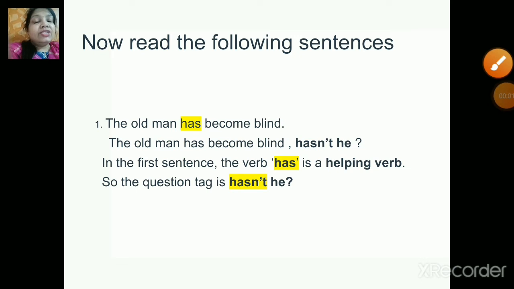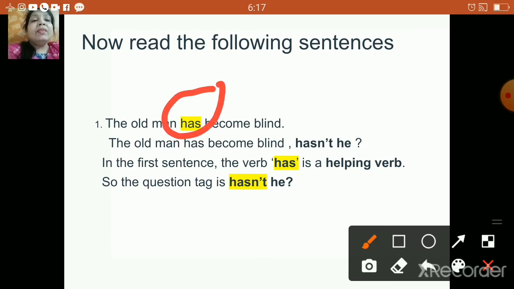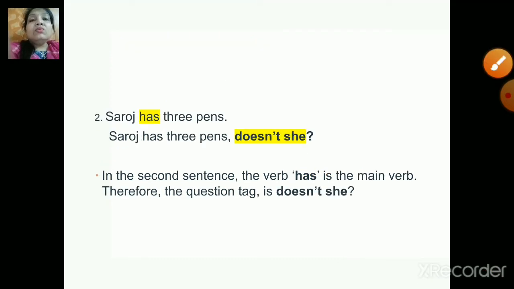Now, children, let us check one more rule. The old man has become blind. Over here, has is a helping verb, and that's the reason we have to use hasn't he. Whenever we come across has as a helping verb, we have to use hasn't he. That means we convert the positive statement into a negative tag, stating hasn't he or hasn't she.